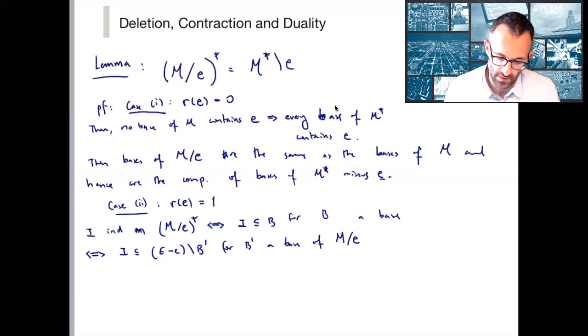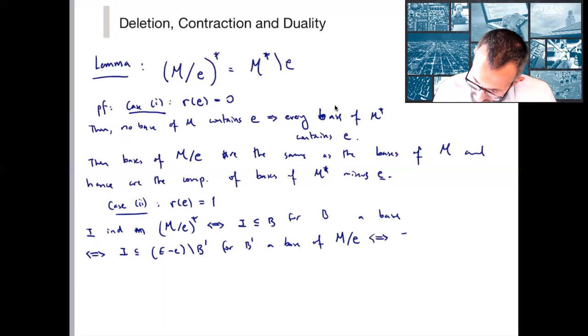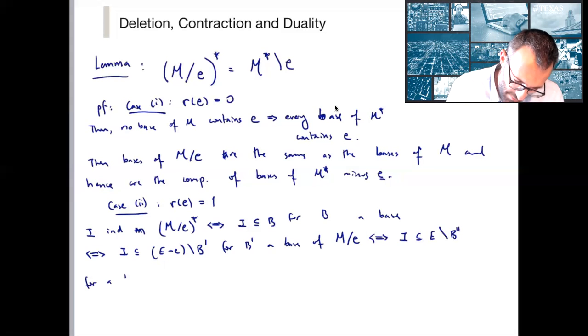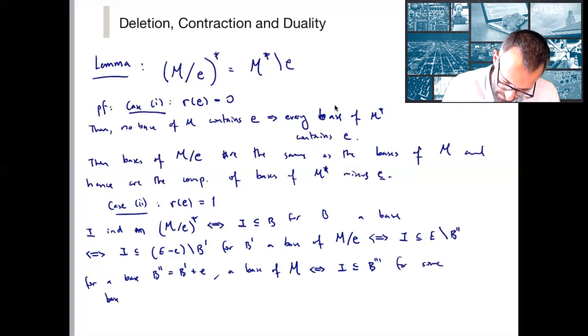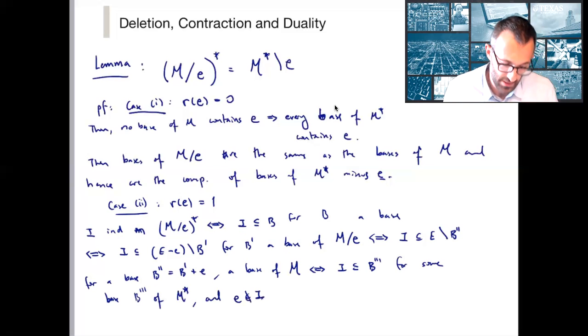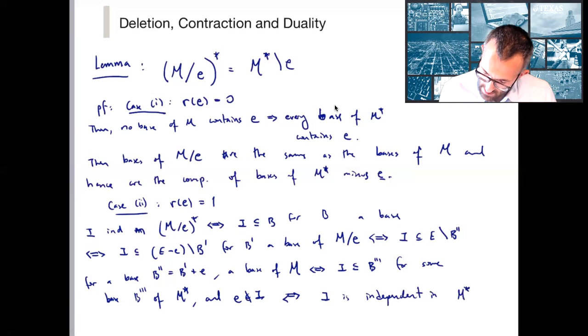This is by definition of duality, which is equivalent in turn to writing that I is a subset of E minus B double dash for a base B double dash that's equal to B dash plus E, a base of M, which is equivalent to writing that I is a subset of B triple dash for some base B triple dash of M star, where E is not an element of I. And therefore, this is exactly equivalent to writing that I is independent in M star with E deleted, which is exactly what we wanted to show.